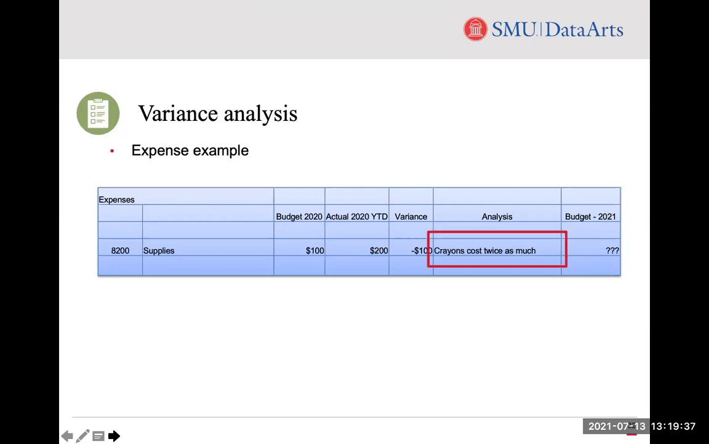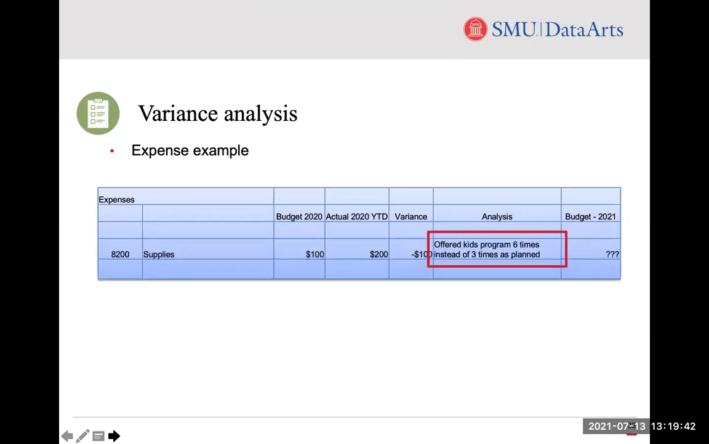Or did you spend more money because prices were higher than you anticipated? And did you spend more because you thought you were going to offer a program 3 times, but you actually ended up doing it 6? So you needed twice as many supplies as you originally expected. Going through an exercise of understanding each variance will help you not only understand what happened last year, but also think about whether those circumstances could apply to the next year, and ultimately help you decide what amount to put in each budget line.